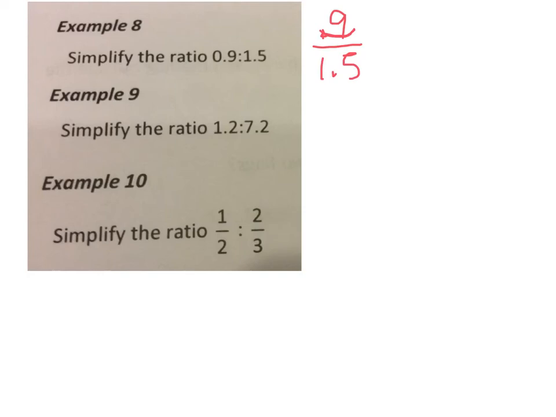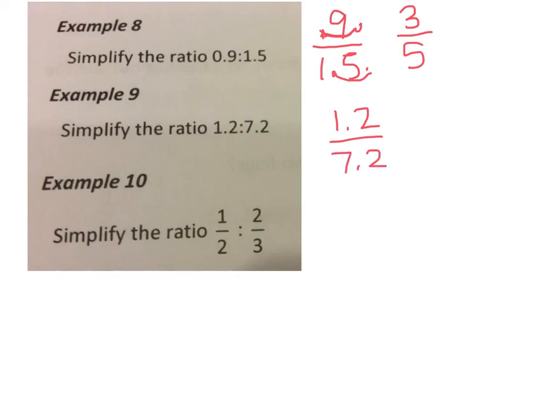If I do that in the top number, I'm going to do that also in the bottom number. Basically, I just made that number 10 times as big. So the top number is 10 times as big, and the bottom number is 10 times as big. So basically, I have 9/15 now. And I can divide both the top and bottom by 3. So 3 goes into 9 3 times, and 3 goes into 15 5 times. So that's a reduced ratio. And then we have example 9, 1.2 compared to 7.2.